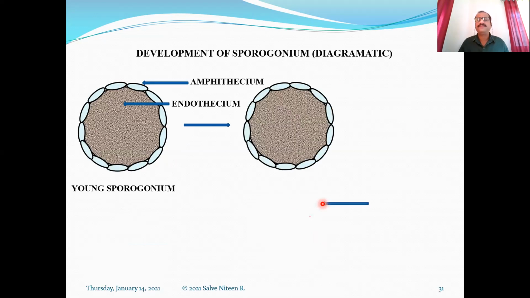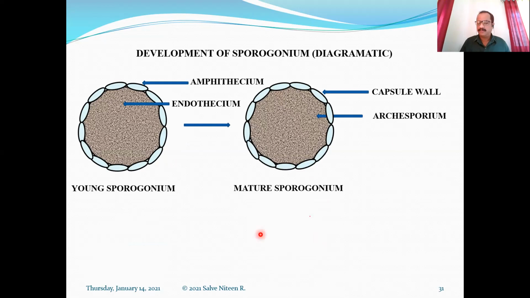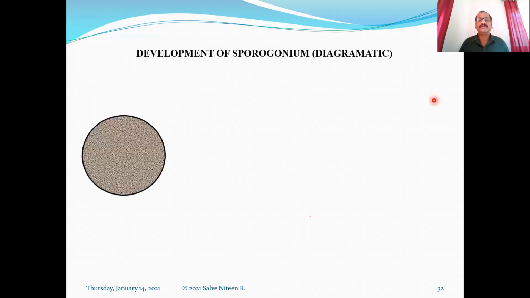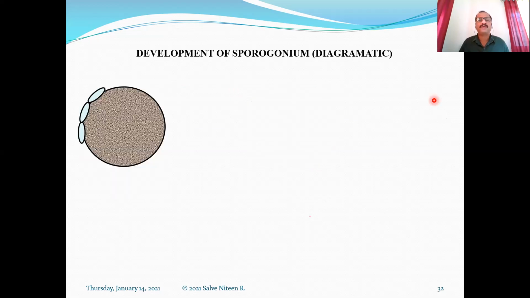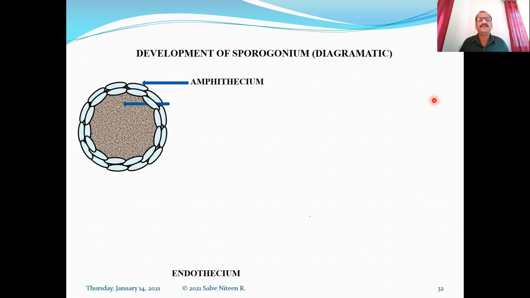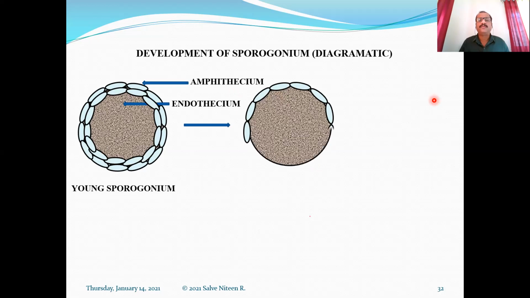What happens in the first class? See here, this is the condition in liverworts. Endothecium develops, the central region develops into archesporium, the spore producing cell, whereas amphithecium develops into the capsule wall. And in the second class, hornworts, let us see what happens. Amphithecium is multi-layered. You can see the amphithecium, young sporogonium, and the difference.